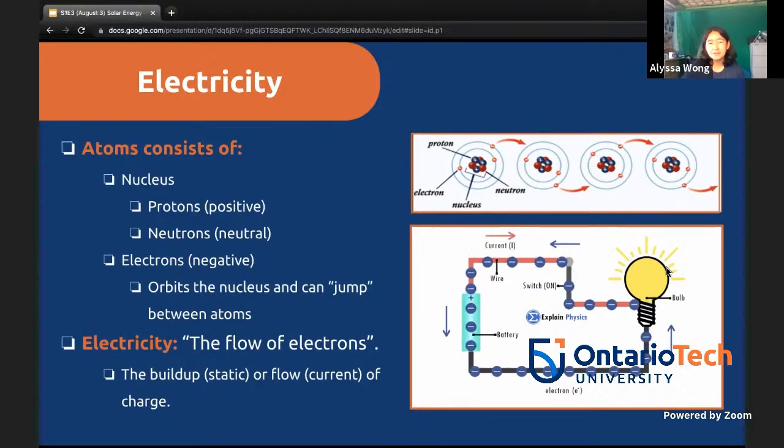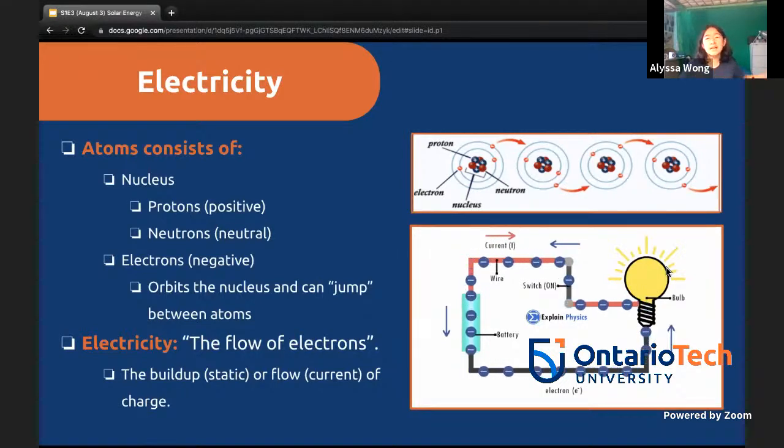So if we look at a closer level, atoms consist of three particles. There's something called the neutron and the proton, which exist in the nucleus. And then there's also something called the electron, which revolves around the nucleus. What's interesting about these particles is they all have different charges. So you can see that the proton is positive, the neutron is neutral, and the electrons are negative.